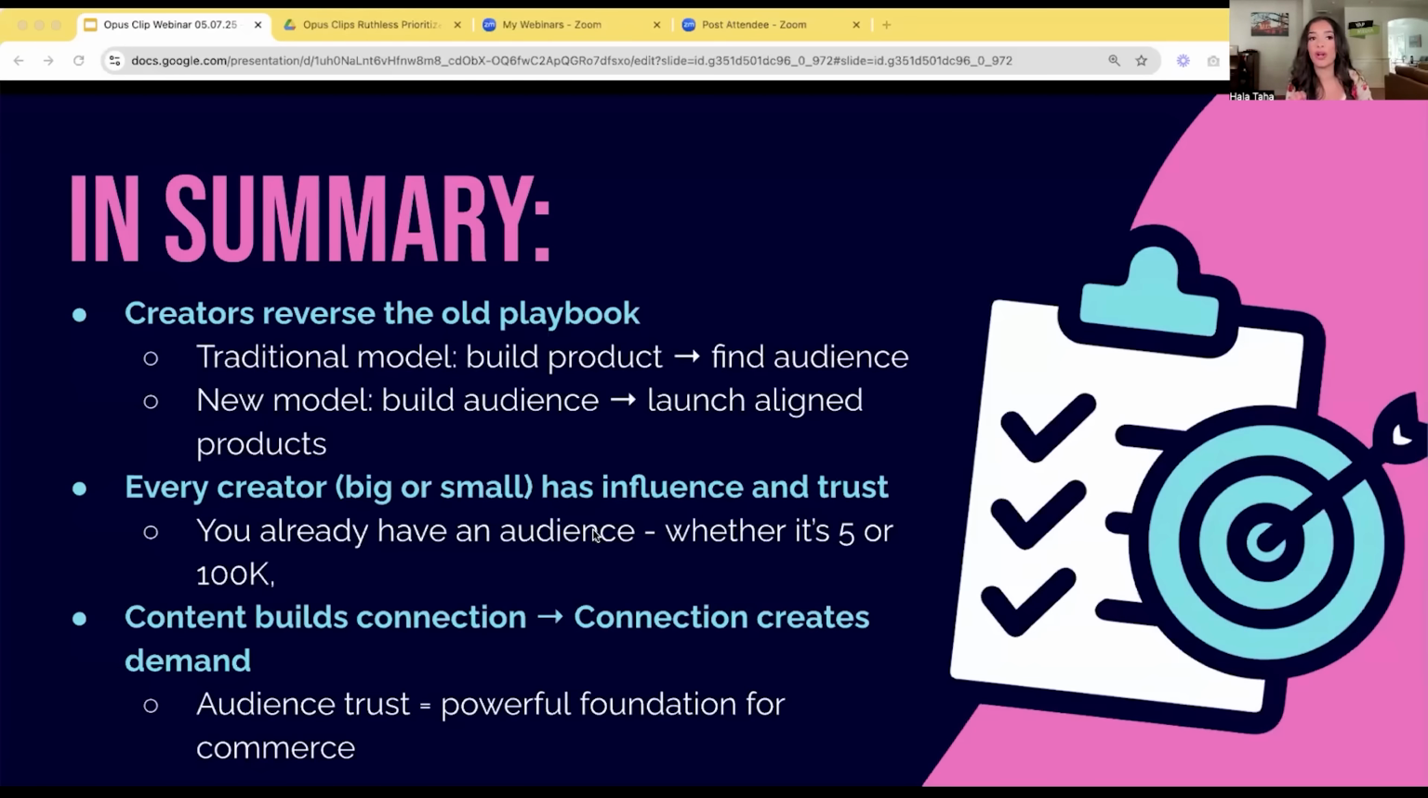So you can get feedback from your audience and build what they want, build what people ask you about. Every creator has influence and trust, so you can get started whether you have 5 or 100,000 followers. Because think about it, if you have a $1,000 product, even if you can sell five of them a month, you make $5,000 a month, right? So you can do this whether you have a big or small audience. And content builds connection, and connection creates demand. So when you have audience trust, it's a powerful foundation for having an e-commerce business or business online.